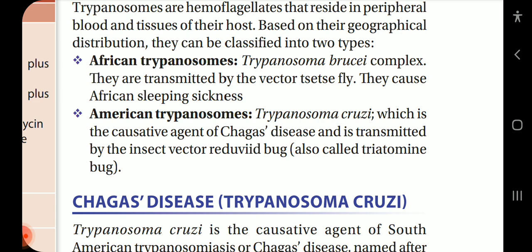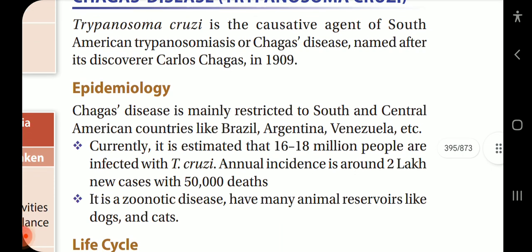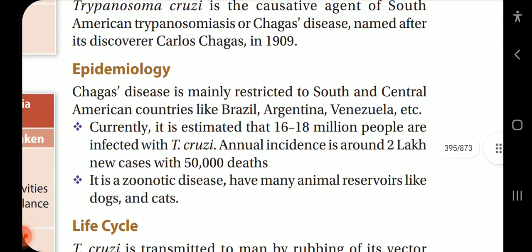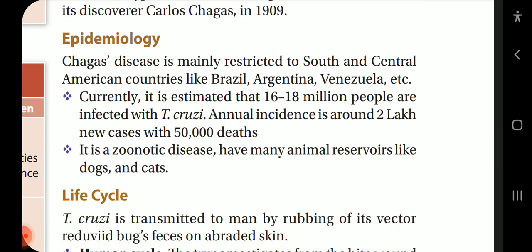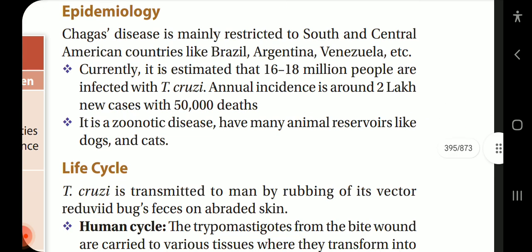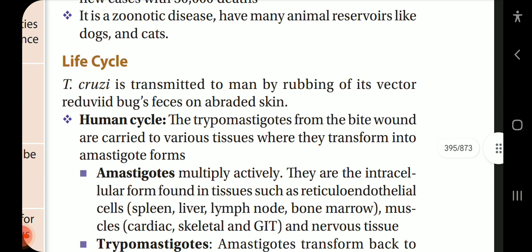also called as triatomine bug. Chagas disease, Trypanosoma cruzi. Trypanosoma cruzi is the causative agent of South American trypanosomiasis or Chagas disease, named after the discoverer Carlos Chagas. Epidemiology: Chagas disease is mainly restricted to South and Central American countries like Brazil, Argentina, Venezuela, etc. Currently, it is estimated that 16 to 18 million people are infected with Trypanosoma cruzi. Annual incidence is around 2 lakh new cases with 50,000 deaths. It is a zoonotic disease having many animal reservoirs like dogs and cats.